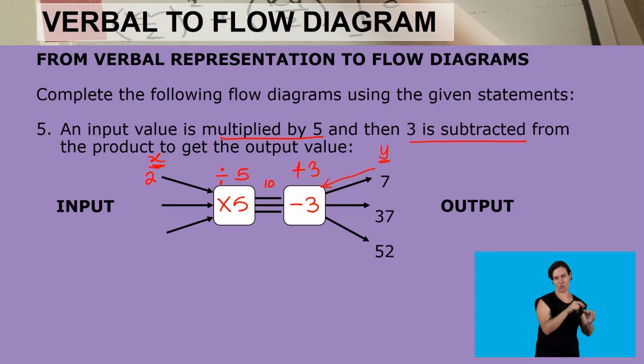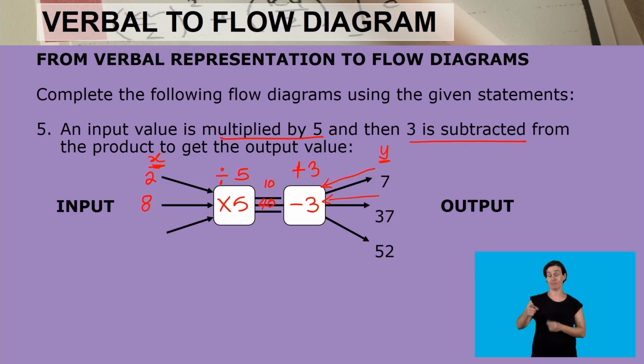Let's move over to the second output value. We have been given 37. We are going to add 3, and that gives us 40. And from that 40, we divide by 5. That gives us 8. And if we just check, 8 multiplied by 5 is 40, and from 40, when we subtract 3, that gives us 37.